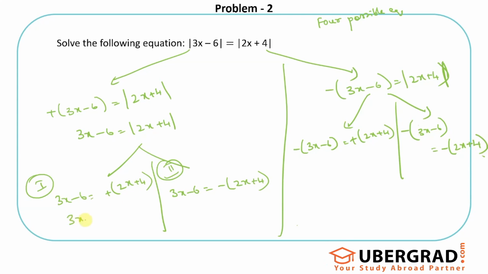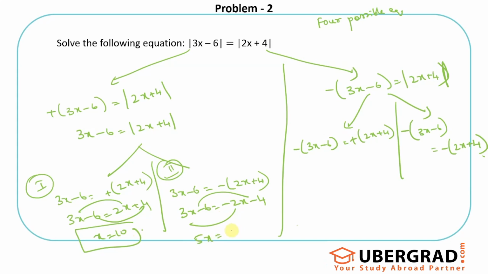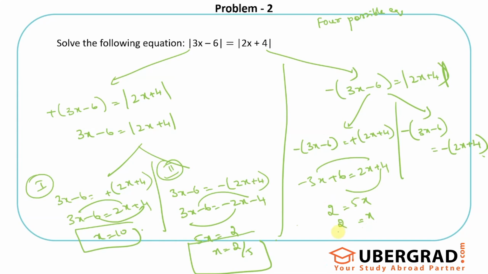So 3x minus 6 is equals to 2x plus 4, so x is equals to 10. Great. What about this? 3x minus 6 is equals to minus 2x minus 4. So it will be 5x is equals to 6 minus 4 is 2, x is equals to 2 by 5. What about this? Minus 3x plus 6 is equals to 2x plus 4. So 6 minus 4 is 2 and 5x, I am getting x is equals to 2 by 5. Again the same equation, same answer. This would also give you the same.